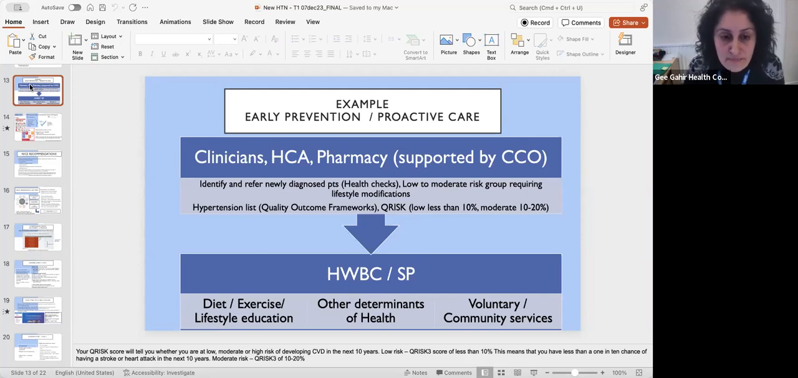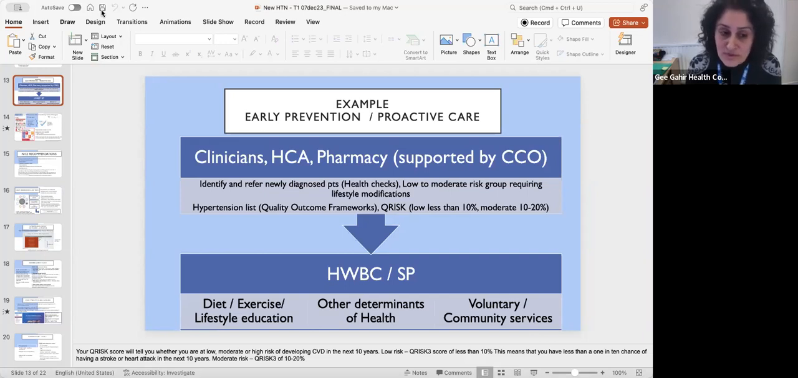So this is an example from Havering North PCN where I was working. And it's just really showcasing that clinicians, HCAs and pharmacists supported by care coordinators, when they identify newly diagnosed patients, either through health checks or the regular checks that they come in to do, and also those patients with low to moderate risks requiring lifestyle modifications. These are the kind of patients that can be referred to personalised care teams, health and wellbeing coaches or social prescribers.